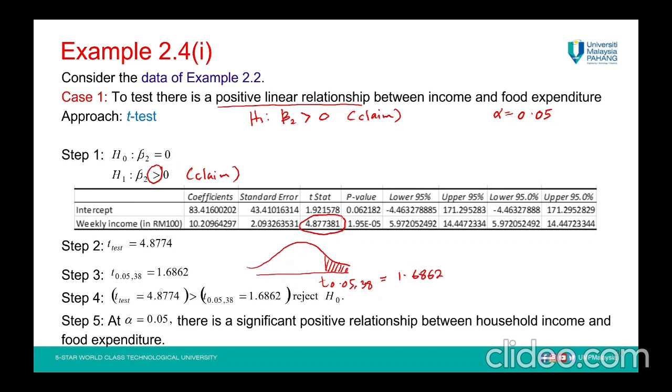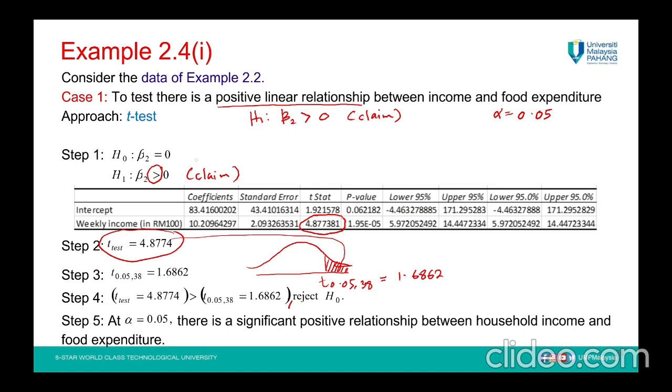Now we go to step 4. In step 4, we want to make a decision on H0. By comparing the t-test in step 2 and the t critical value in step 3, we can see that the value of the t-test here is greater than the critical value. So the decision here is reject H0. By using a graphical representation, we can see that the value of the t-test lies in the rejection region. This means that the decision is supported graphically.